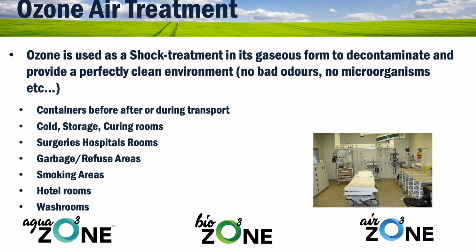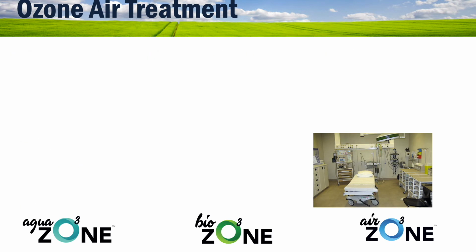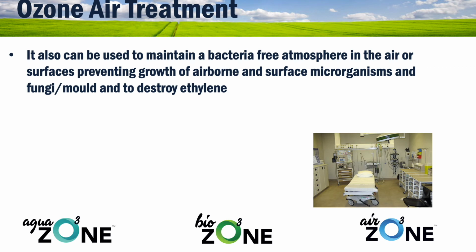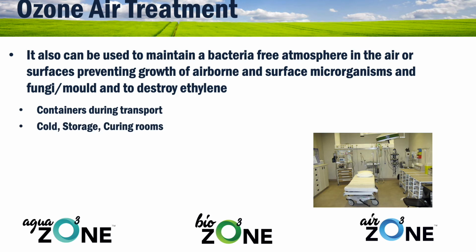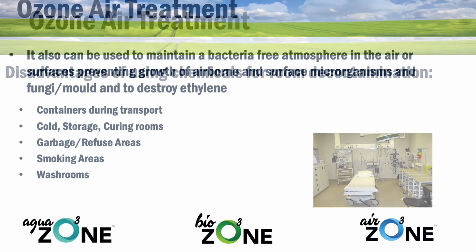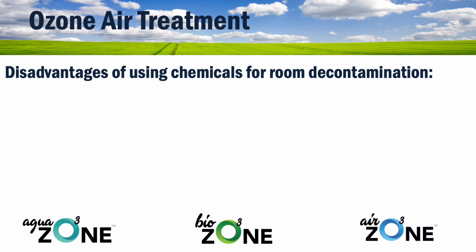So, as a shock treatment to gaseous ozone, 2, using it to maintain a bacteria-free atmosphere in your indoor air or surfaces, preventing growth of airborne and surface microorganisms and fungi and mold, and to destroy ethylene. You introduce small amounts of ozone, at the right levels, into a container during transport, or into a cold room, a storage room, or a curing room, to garbage or refuse areas, smoking areas, washrooms. It will maintain the sanitizing, get rid of or stop the growth of mold and fungi, etc.